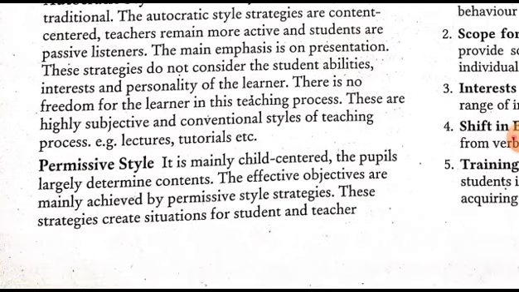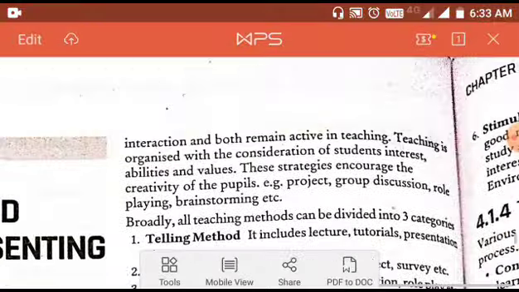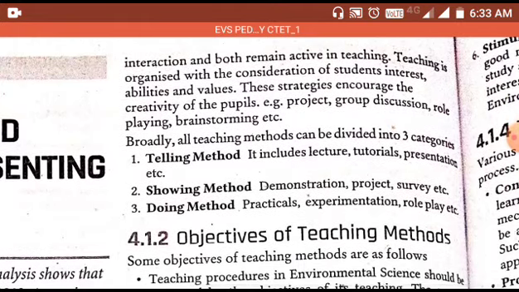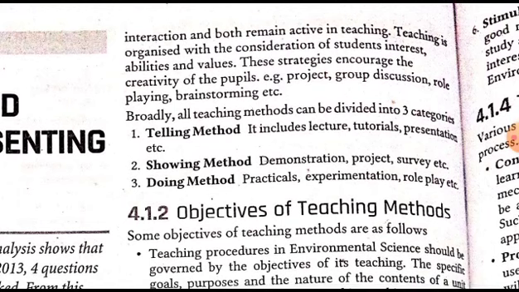Second one is permissive style. It is mainly child centered. The pupils largely determine contents. The effective objectives are mainly achieved by permissive style strategies. These strategies create situation for students and teacher interaction and both remain active in teaching. Teaching is organized with the consideration of students' interests, abilities, and values. These strategies encourage the creativity of the pupils, example, project, group discussion, role playing, brainstorming, etc.